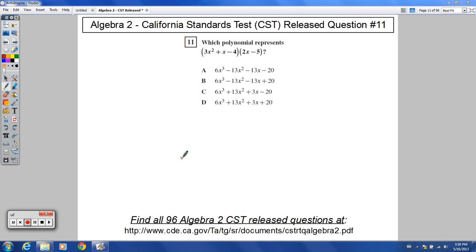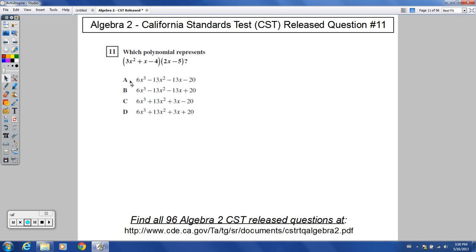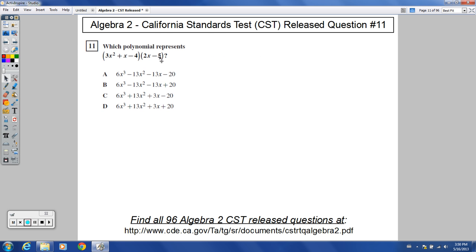Welcome to release question number 11 for the Algebra 2 CST release questions. It says which polynomial represents, and then you've got a trinomial times a binomial here. So let's work this out. I'm going to show you a couple different ways to do this one. I think I'll show you both ways, but I'll just do it one way.